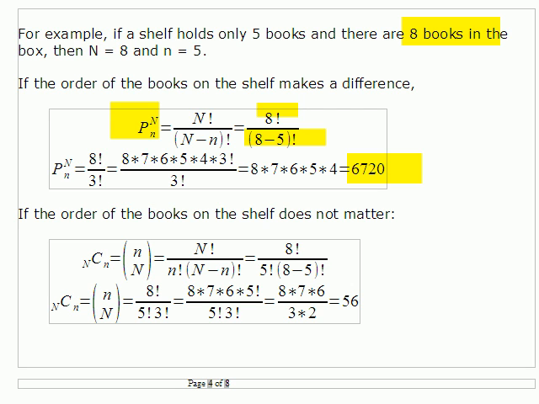Let's look at the number of combinations. Say it doesn't matter. You're going to call it the same thing no matter which books you put first and second and third, as long as they are the same books. Then that's combinations. Same calculation up to this point. Divide by another 5 factorial, and there's only 56.